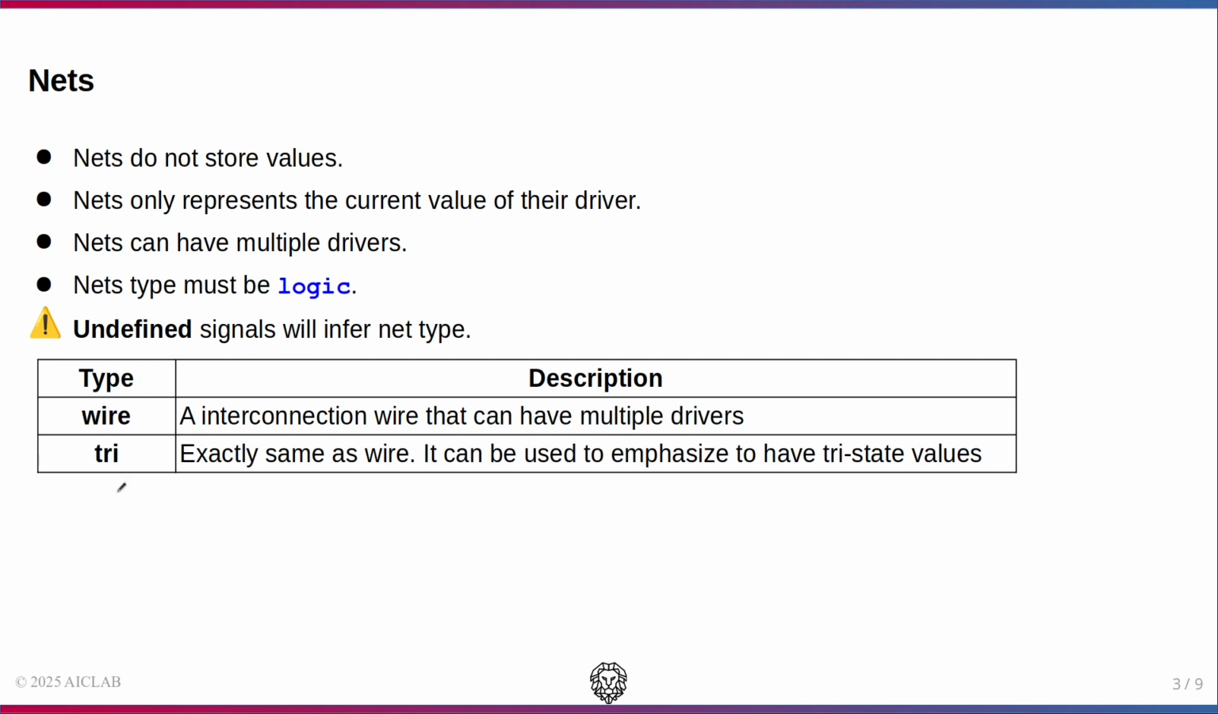We can use the wire and tri keywords to define a net. Both of these keywords have the same meaning. But it is recommended that if you have a tri-state value in your design, for example 0, 1 and high impedance, it is more clear to define the net by using the tri keyword. But actually, these two keywords are exactly equal.